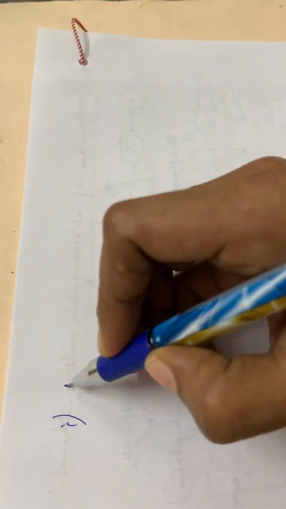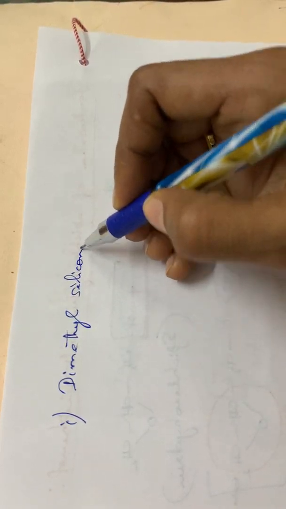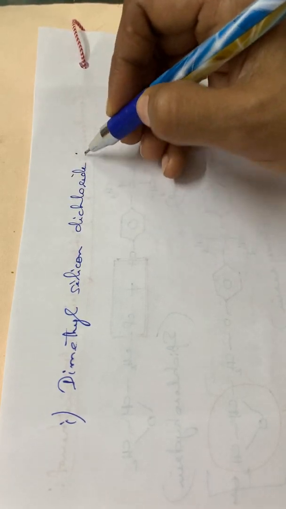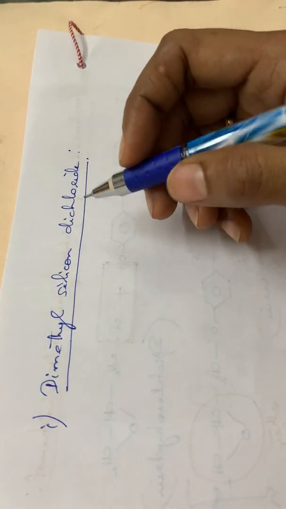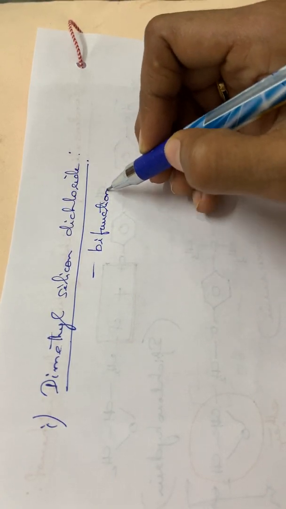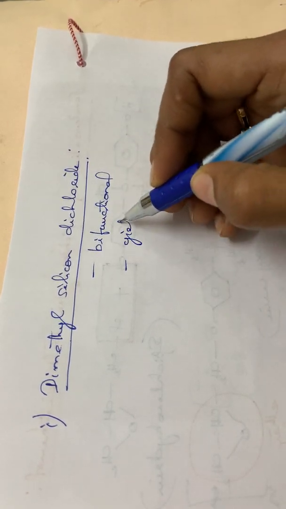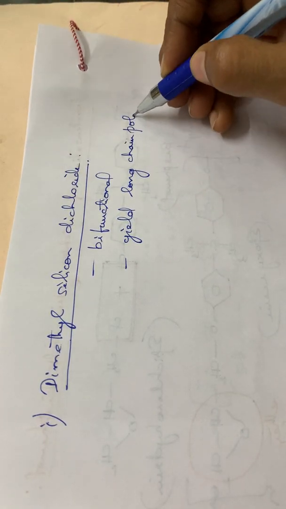The first one is dimethyl silicon dichloride. This dimethyl silicon dichloride is a bifunctional compound. That means it will have two reactive groups present. It is bifunctional, and it also yields long chain polymers.